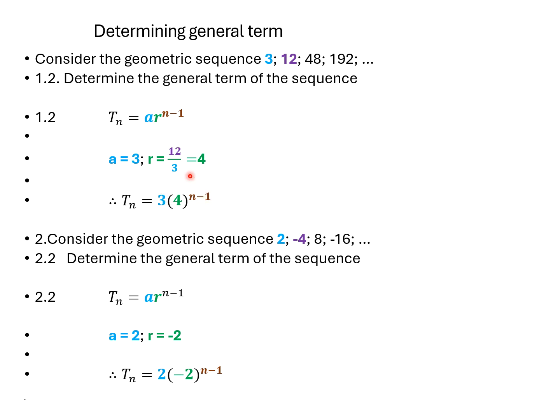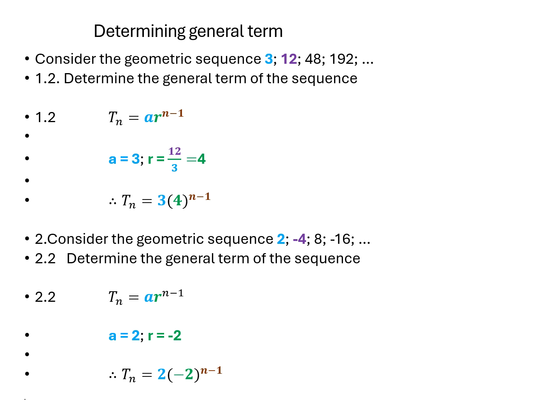1 mark for A and 1 mark for R. So it's a 2-mark exam question. Look at 2, negative 4, 8, negative 16. Again, to determine the general term for 2 marks, we're going to work with the general formula Tn equals A R to the power n minus 1. A equals 2. R equals negative 2, since negative 4 divided by 2 gives me negative 2. So A there is 2 and my R is negative 2, and n minus 1. 1 mark for A, 1 mark for R, and that is how we would find the general term.